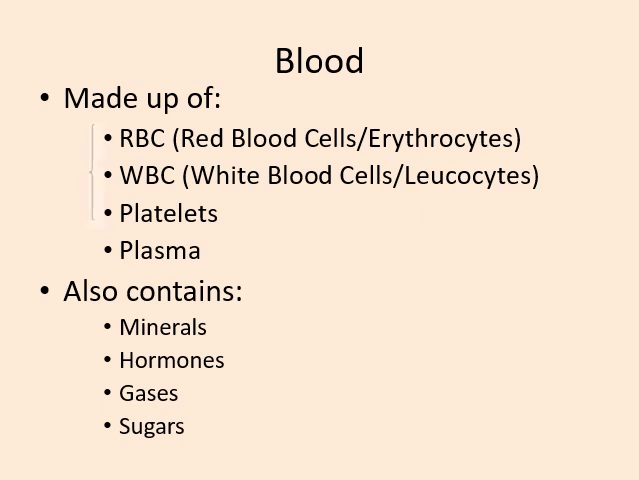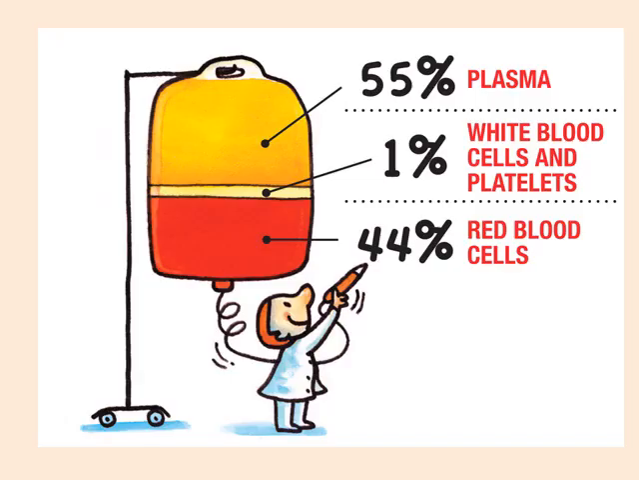So the first thing we're going to look at here is, of these three things, the red blood cells, white blood cells, and the platelets, those are called the formed elements. So if you hear people talk about the formed elements of blood, these are the cells that are in the blood, or in terms of the platelets, the pieces of the cells. So here we have a diagram. We've got 55% of your blood is made up of plasma, 1% is made up of the white blood cells and the platelets, and 44% of your blood is red blood cells. So those are approximate amounts. As you can see, most of your blood is made up of this liquidy, watery plasma stuff.